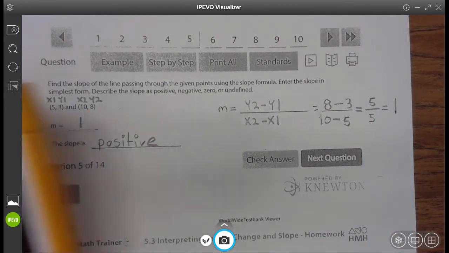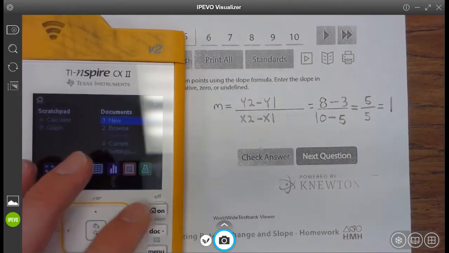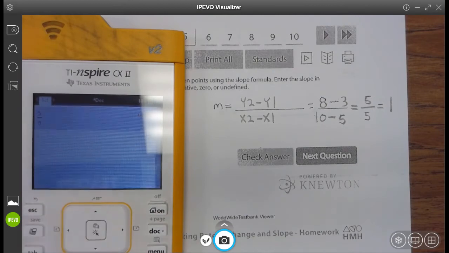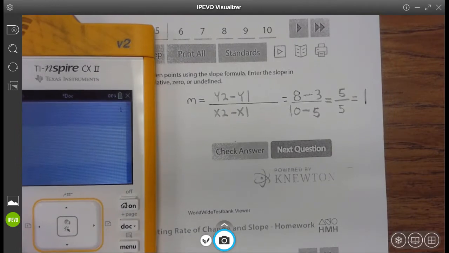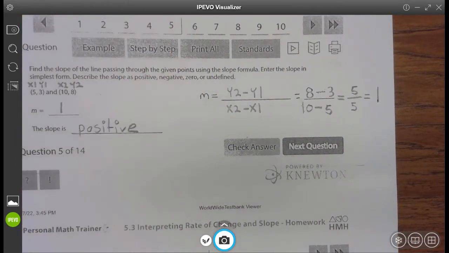All right, and we can check our work. I'm just going to check one. Once I check it with one, then you should be able to check the rest of them on your own. So new document. Always want to start a new document. Add calculator. Press Control, divide. 8 minus 3 divided by 10 minus 5 is 1. So that matches.